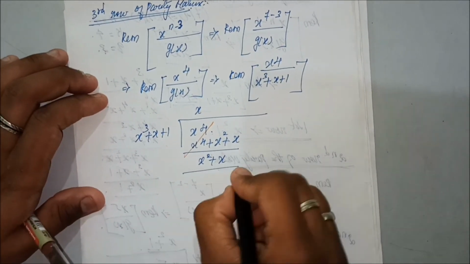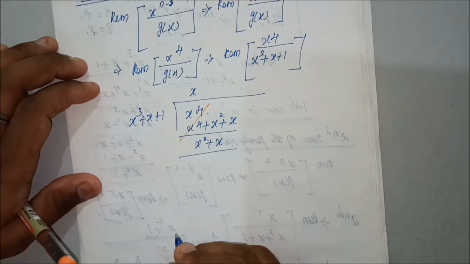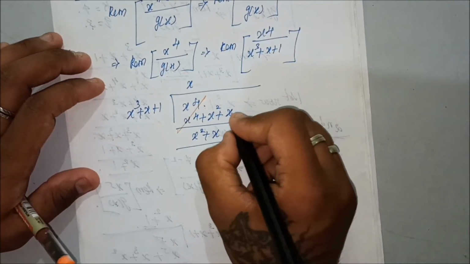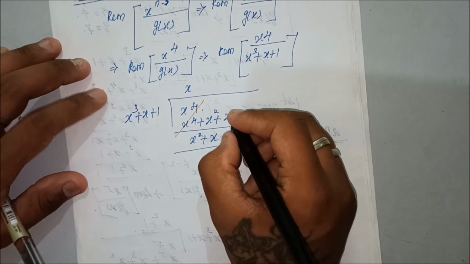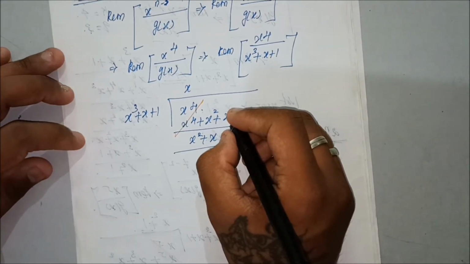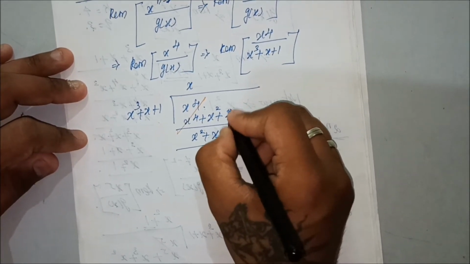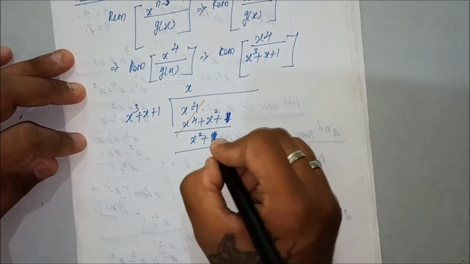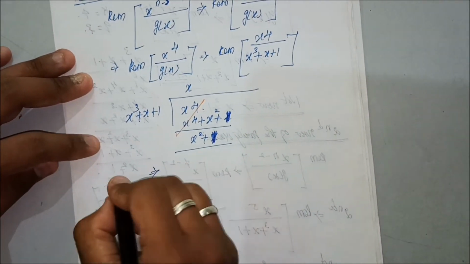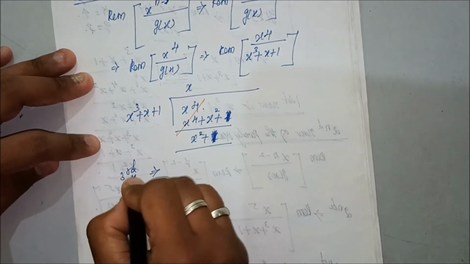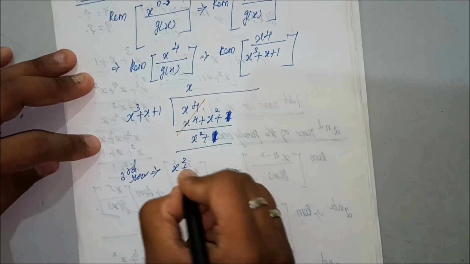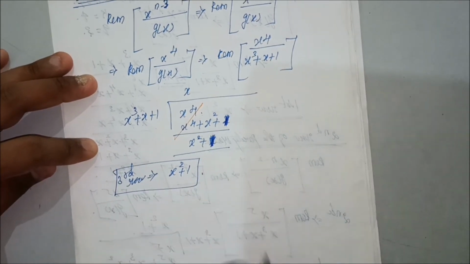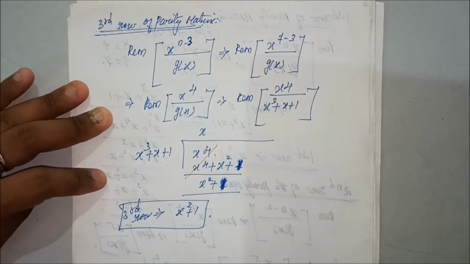Hereafter we can't continue the problem. So here it is 1, sorry. So the remainder value, the third row's value, will be equal to x square plus 1. This is how we have to find the value for the third row.